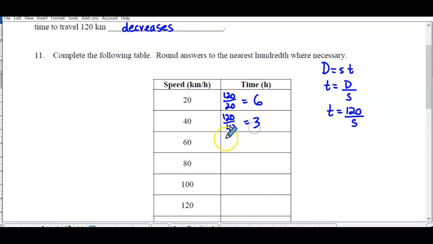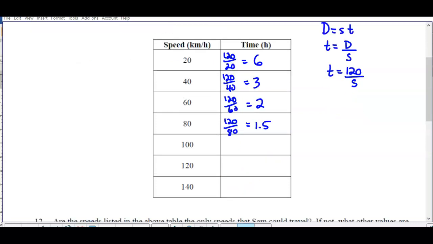Is 3 hours. 120 divided by 60 is 2 hours. So you can see it decreasing as his speed is increasing. 120 divided by 80, so that we can use decimals, so that's going to be 1.5. Okay, then 120 divided by 100 is 1.2. 120 divided by 120 is just 1 hour, obviously.